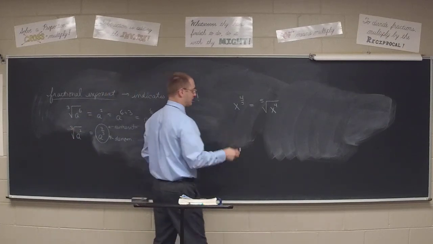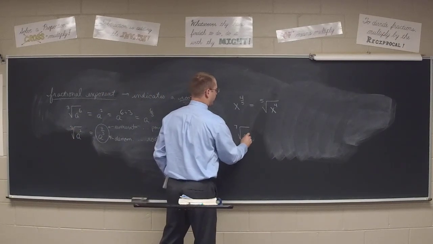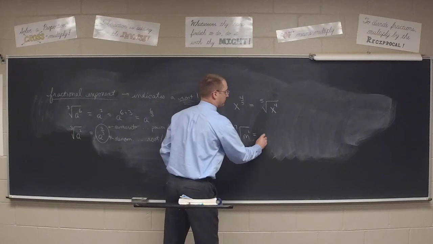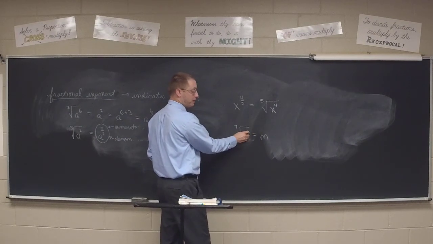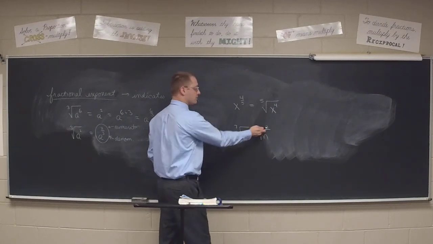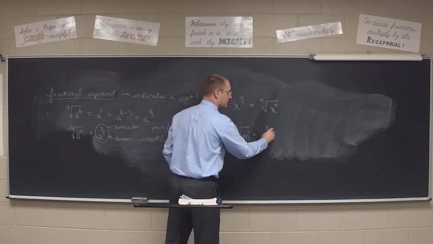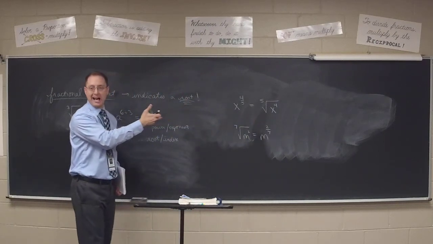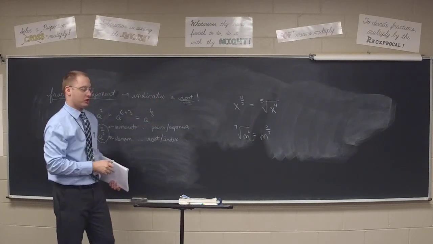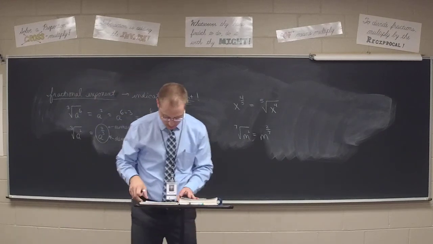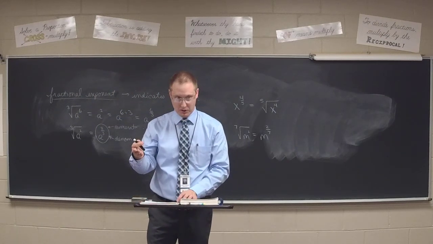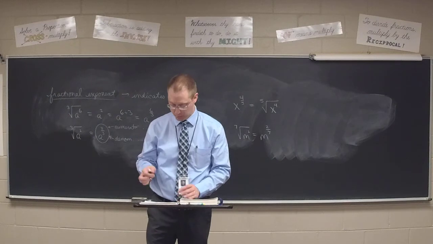Conversely, if you had something like the 7th root of m squared, you would simply make the power, your numerator, divided by the index, 7. And we can go back and forth with this. That's what we're going to work on in our next lesson together. After, of course, we take that quiz I've been promising you.